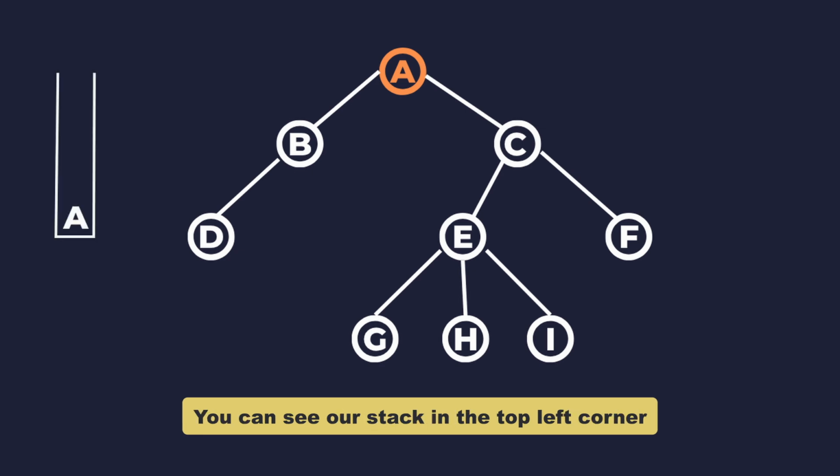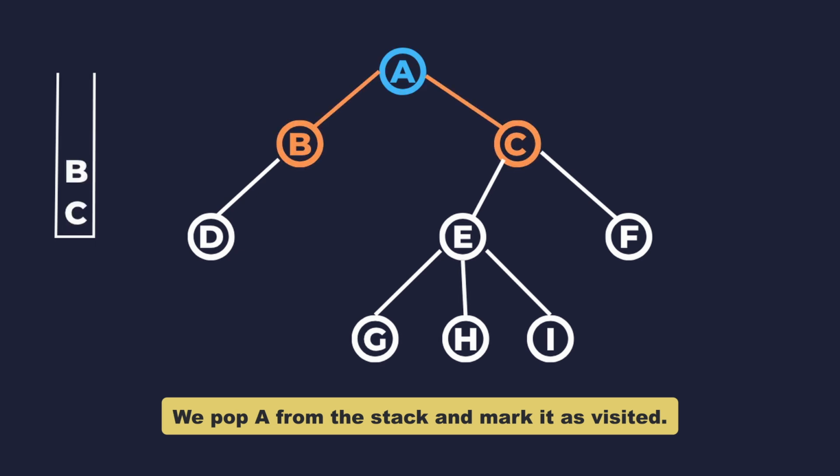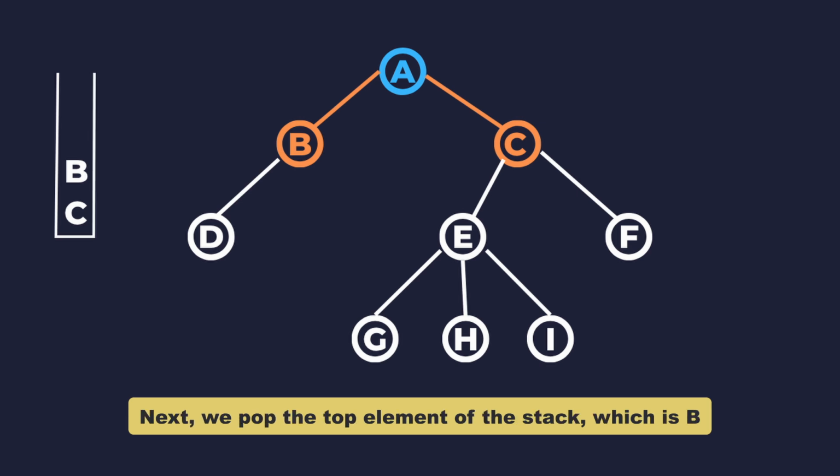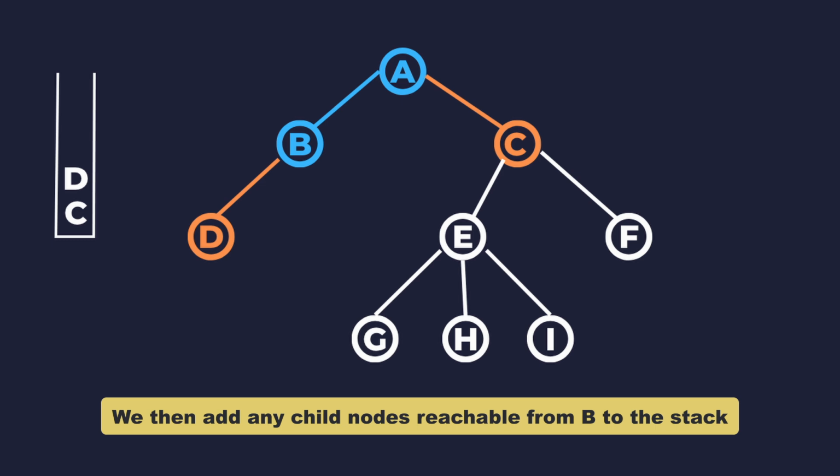You can see our stack in the top left corner. We pop A from the stack and mark it as visited. Then we add A's two reachable children, B and C, to the stack. Next, we pop the top element of the stack, which is B. We then add any child nodes reachable from B to the stack.